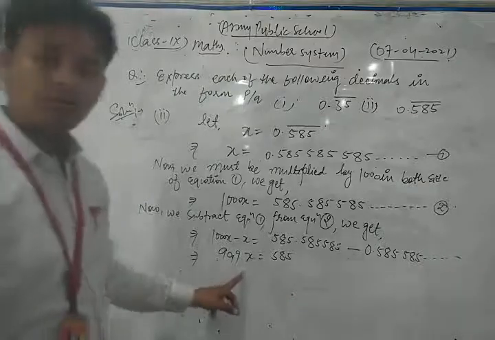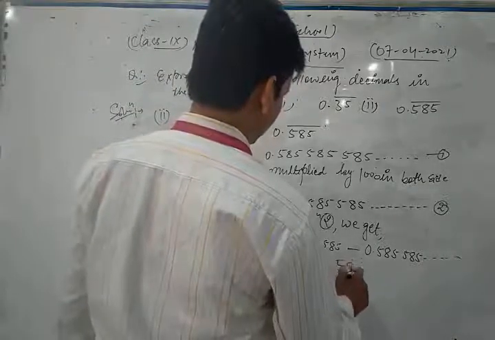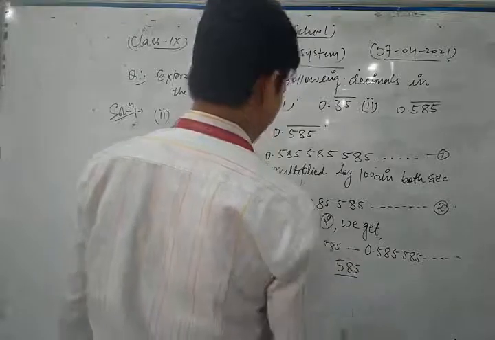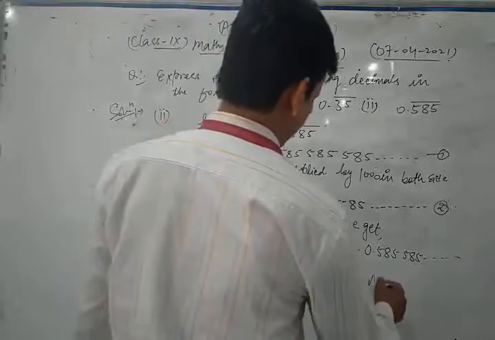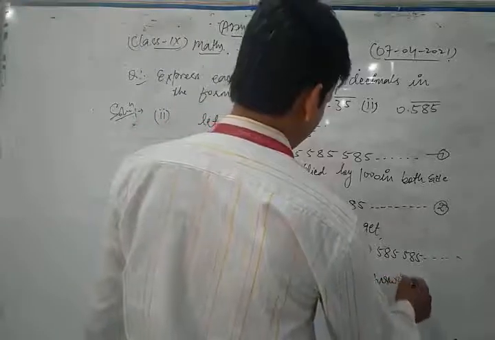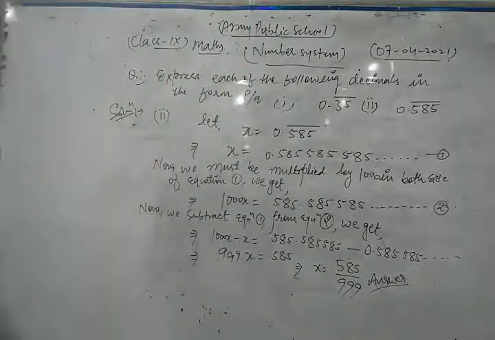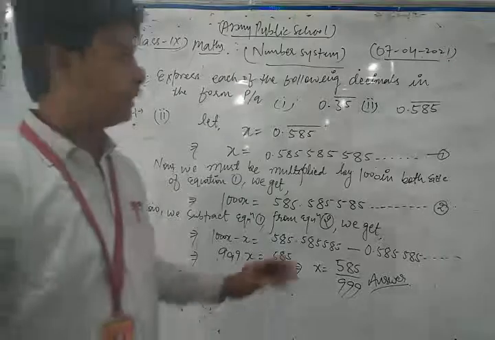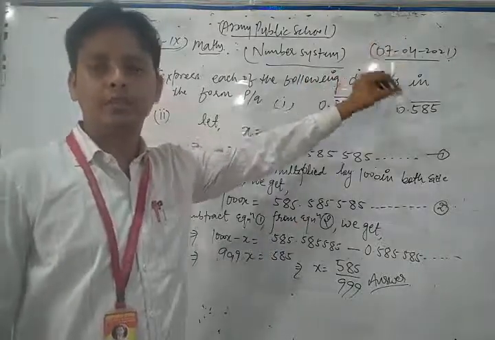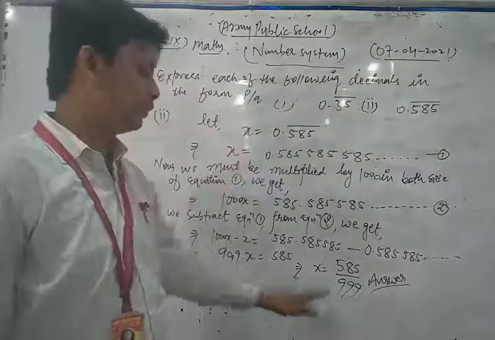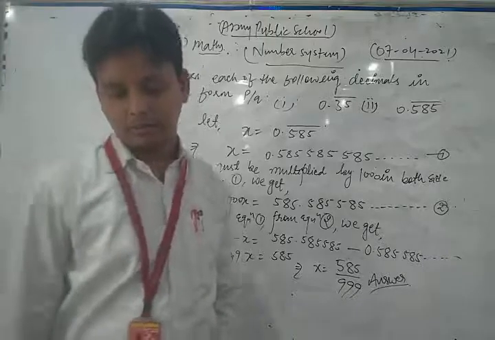Thus the value of x is 585 upon 999. This is the required solution of the given question. Thus, in this way we write the given pure recurring decimal number into the form of p upon q. So this is the method to solve that type of question.